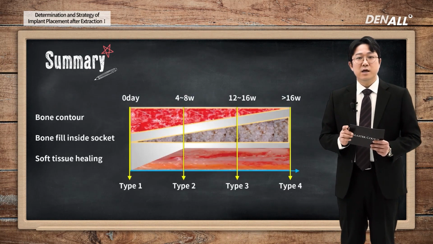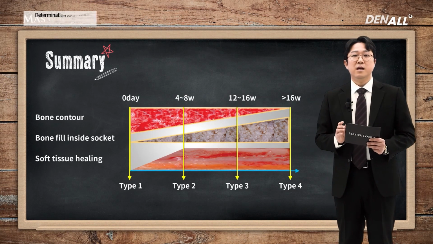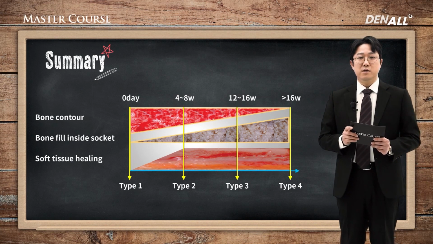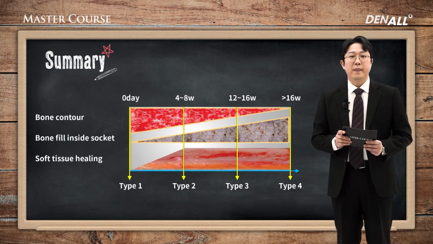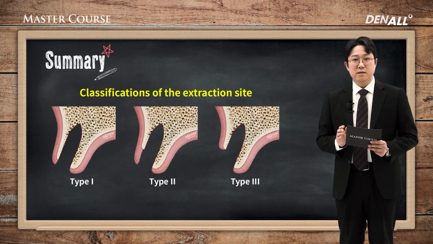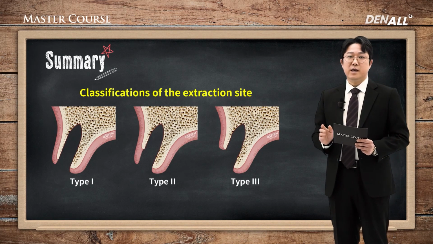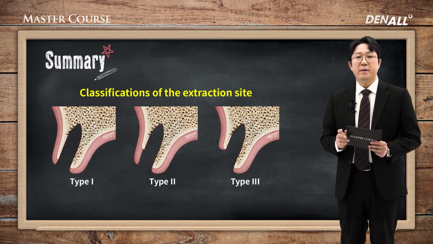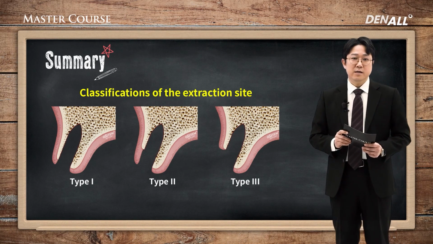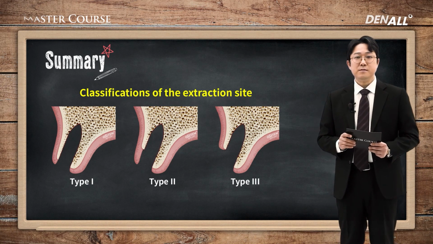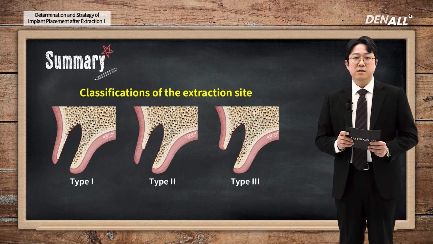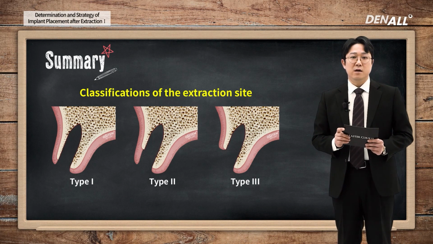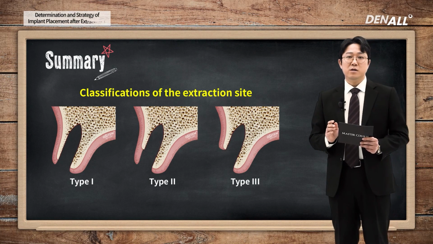How do you make the decision about when to place the implant? You can use the healing of the extraction socket to make that decision. The healing of the extraction socket depends on the extraction socket shape. You can use Elian's extraction socket classification on bone resorption and soft tissue resorption. Determining when to place the implant after extraction can be a strategic factor in overall implant strategy.